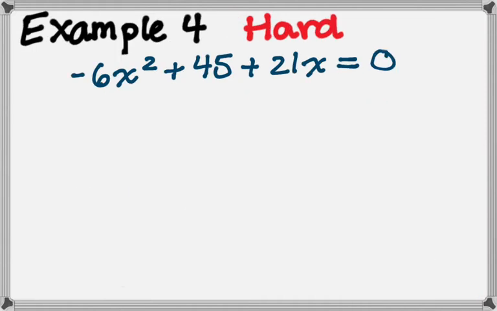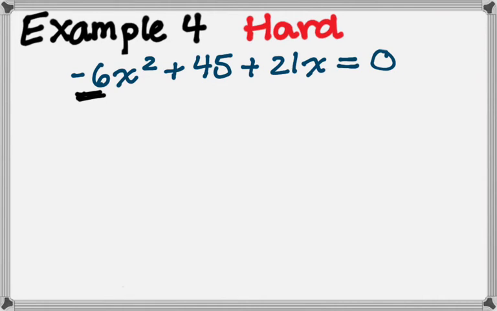Okay, one more example. This is the hardest one I could come up with. Here is an example where there is a negative in front of the x squared. I don't like that. So again, I want to get rid of it. One thing I could do is add 6x squared and subtract 45 and subtract 21x and move it over to the other side.